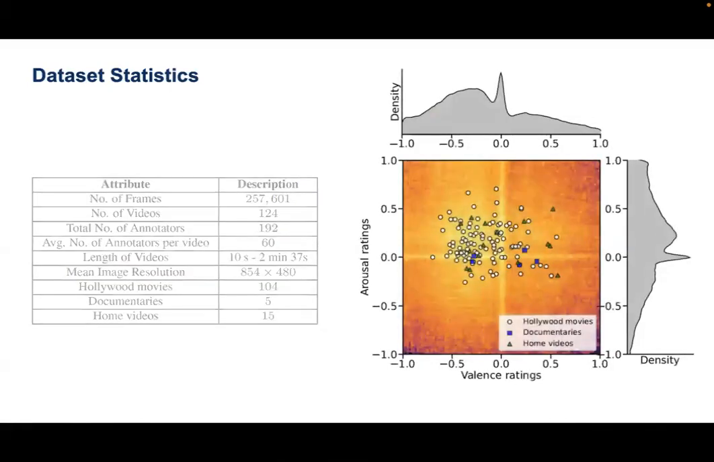This figure here shows the distribution of the valence and arousal ratings in our video. As you can see, the ratings in the VEATIC dataset actually encompass the wide range of valence and arousal rating space, as shown in the distributions here and here. And the dots that you're seeing on this figure are actually the average rating of all the videos in the dataset. And they're identified by the circle, square, and triangle for Hollywood movies, documentaries, and home videos.